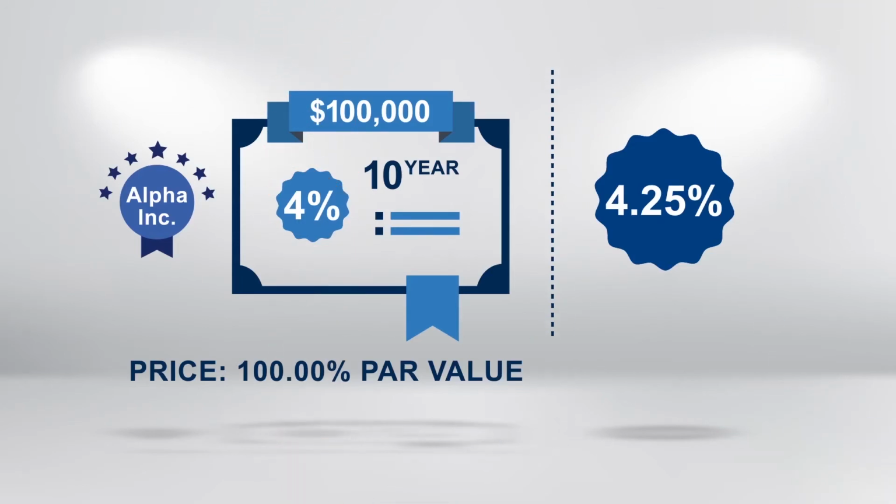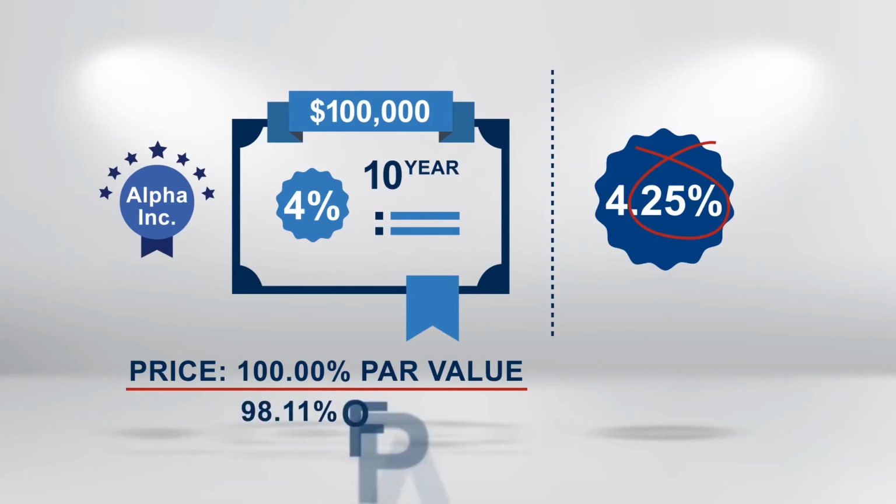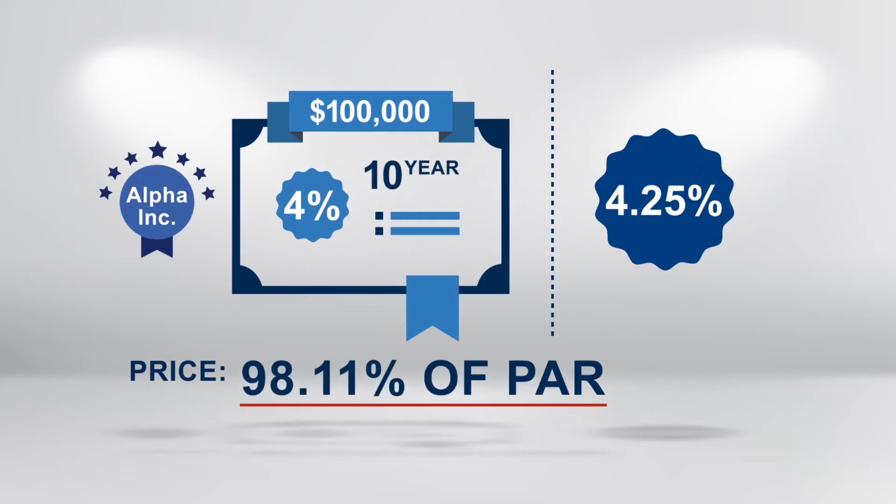The only way that Alpha Bond can become a competitively traded bond is if its price comes down to compensate for the 0.25% difference. In this case, its price would have to fall to about 98.11% of par to achieve this equilibrium. At this price of 98.11%, a 10-year bond with a credit rating of AA and a coupon of 4% is trading at a yield to maturity of 4.25%.